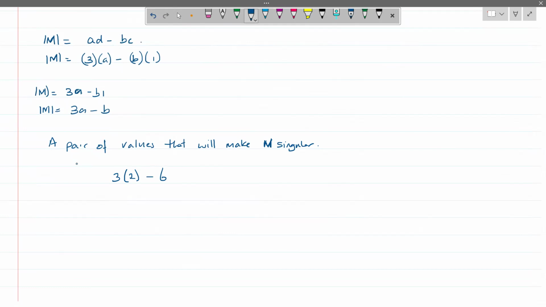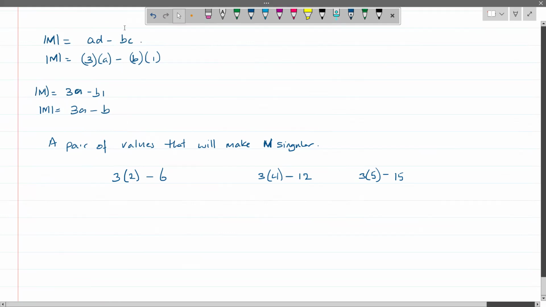Right? Another example could be 3 by 4 will give me 12. And 12 minus 12 will give me 0. Another example could be 3 by 5 will give me 15. And 15 minus 15 will give me 0. Everybody understand the concept there? Yeah? All right.